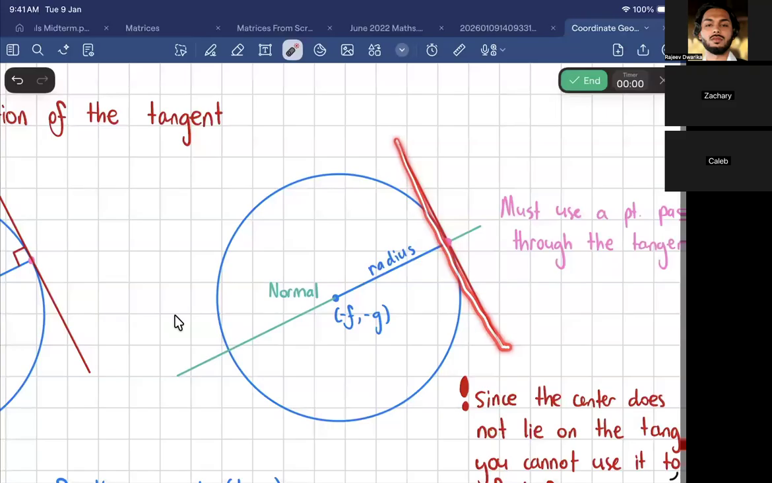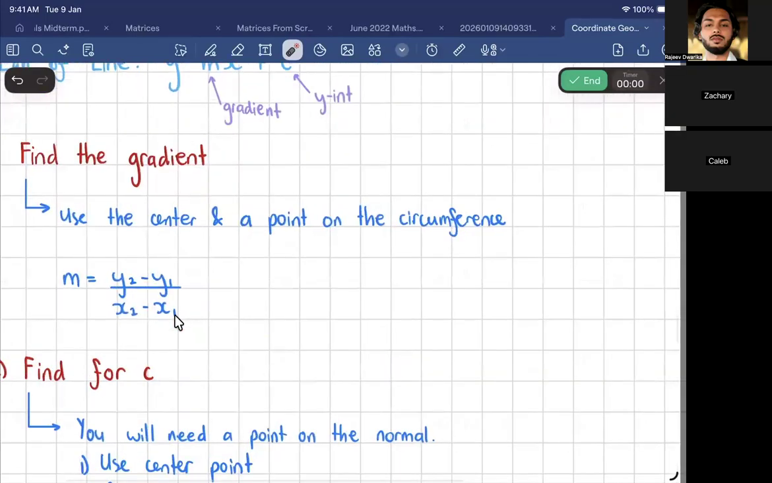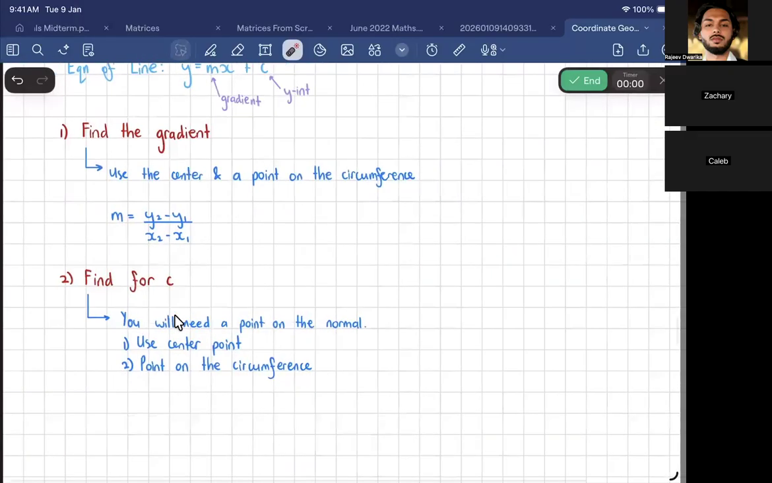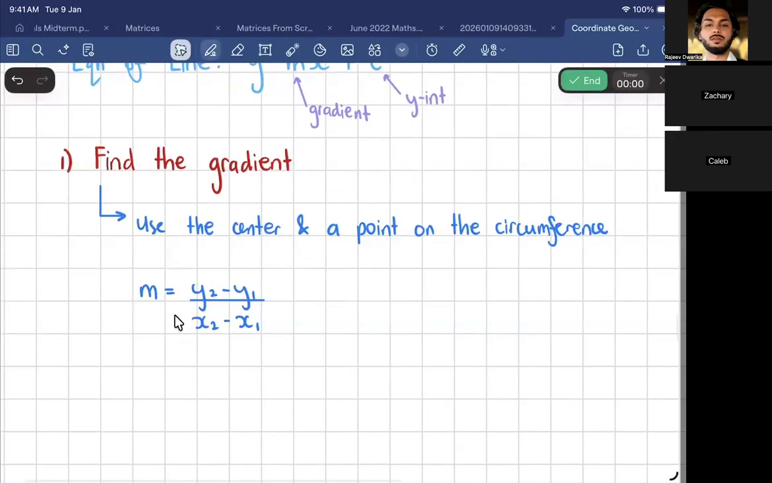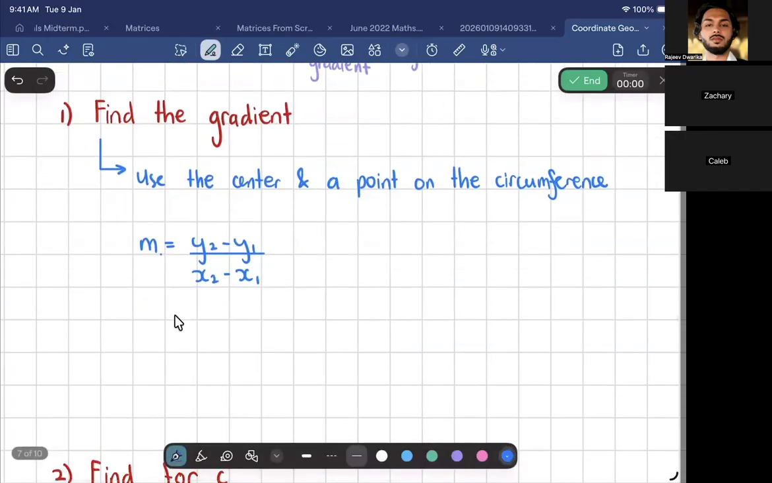What we could do instead, though, we could find the gradient of the radius or the normal, and we could just find the negative reciprocal, and that would be the gradient of the tangent. Why am I saying that? If two lines are perpendicular, then the gradient of one will be the negative reciprocal of the other. So find the gradient of the normal, then find the negative reciprocal and use that for the tangent. Make a note about it here. So find the gradient. Use the center and a point on the circumference, right? And then use this to find the gradient of the normal.